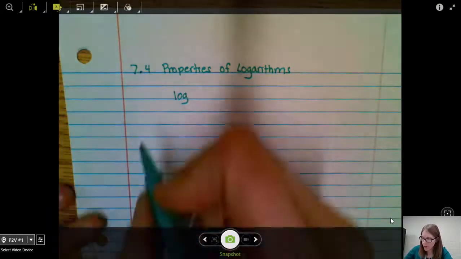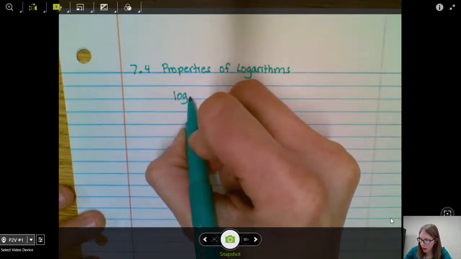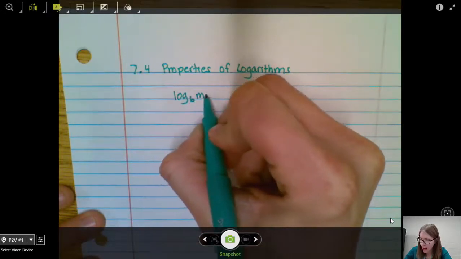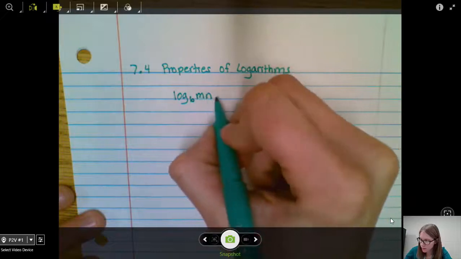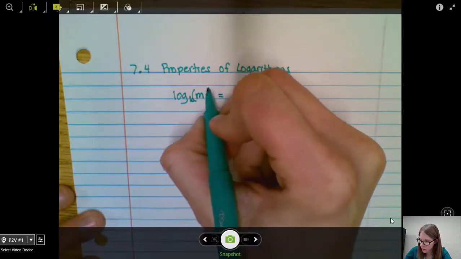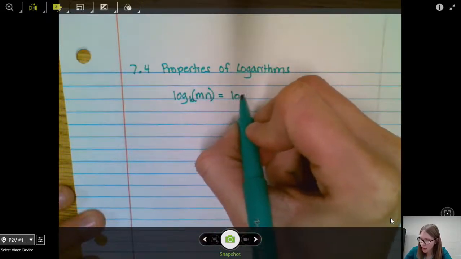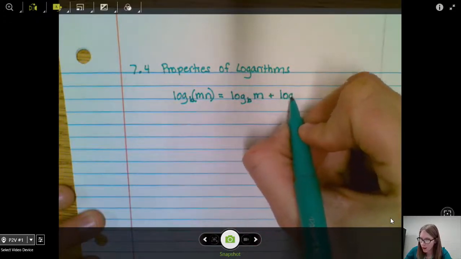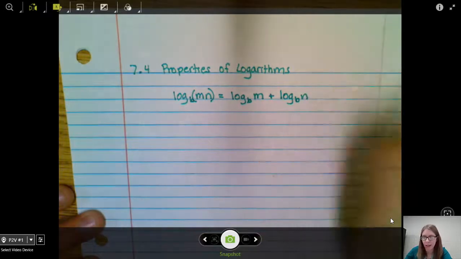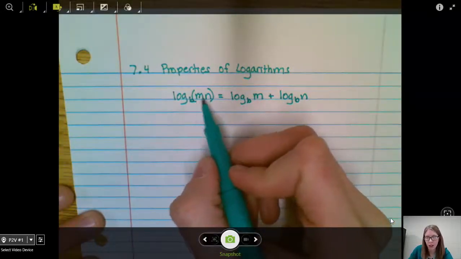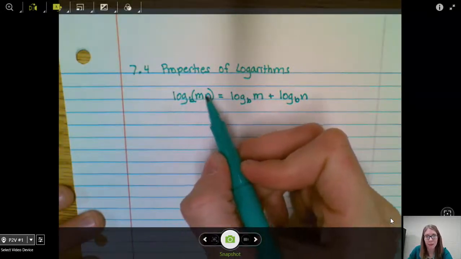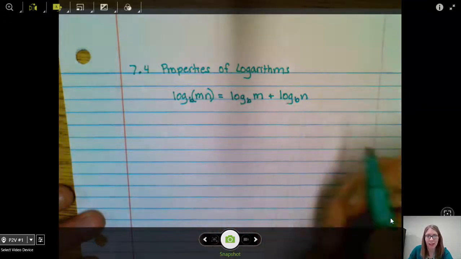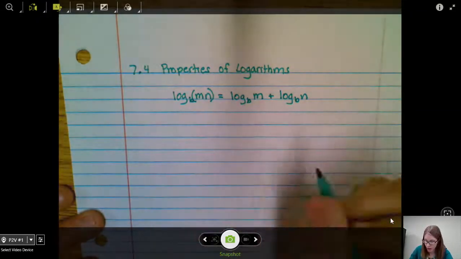Our first property that we saw in class, the log base b of m times n equals the log base b of m plus the log base b of n. So when we have our multiplication, our log of 2 things multiplied together, we can add the individual logarithms. That's our first property.